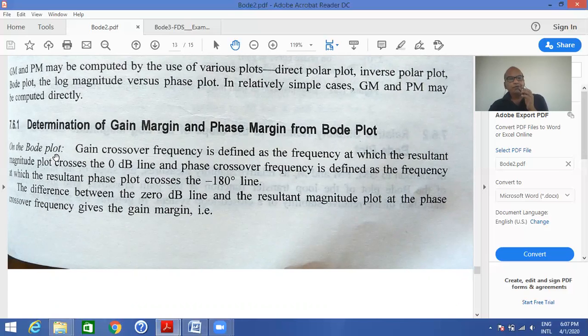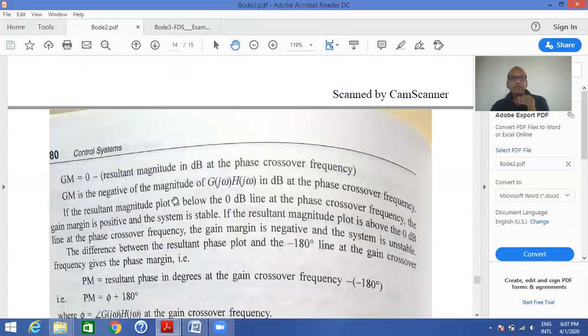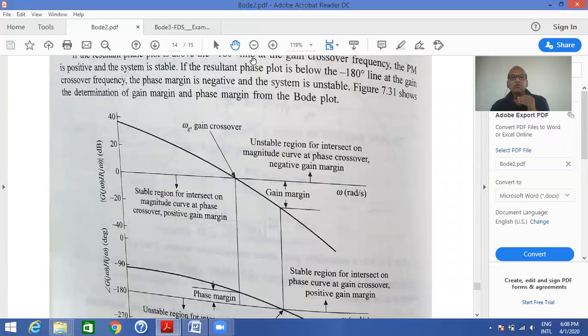Here, that is the procedure already discussed. Draw the asymptotes, then draw the magnitude plot, or if possible, draw the exact plot. Once you know the magnitude Bode plot and phase Bode plot, then calculate the gain margin and phase margin. Gain crossover frequency, on the Bode plot, is defined as the frequency at which the resultant magnitude plot crosses the zero dB line. This is known as the gain crossover frequency.